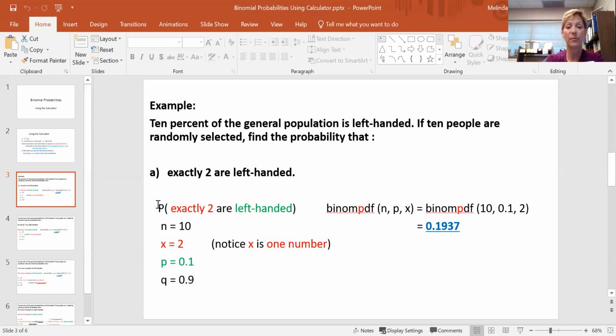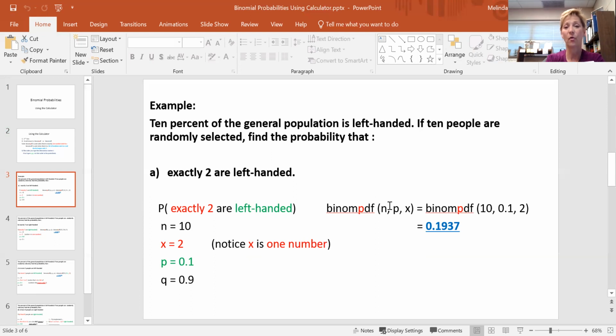So I expect you to have a P and what you're looking for, and I expect you to tell me what N, X, P, and Q are. Otherwise, you'll get no partial credit. Now, how do I decide whether to do binomial PDF or binomial CDF? All right, look at your X. You see there's one number there. When there's one number, that's how I need to do binomial PDF. All right, particular value, one number, pick the PDF one.